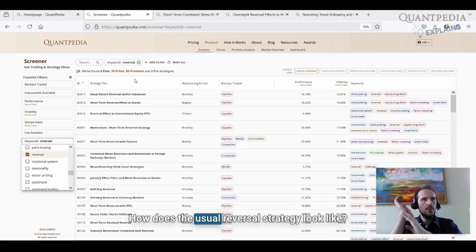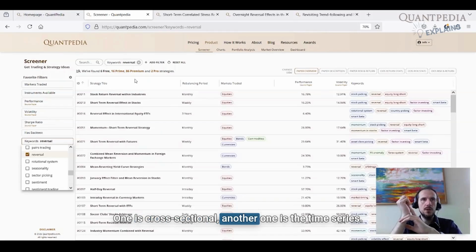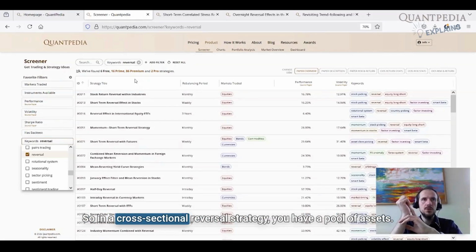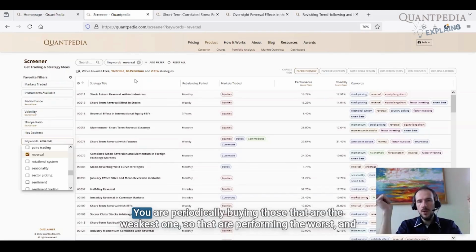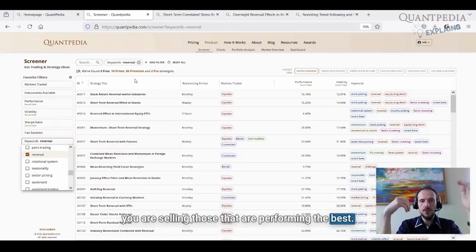How does the usual reversal strategy look like? We have two types of reversal strategies. One is cross-sectional, another one is time series. In a cross-sectional reversal strategy, you have a pool of assets, 20 or 40 assets. You are periodically buying those that are the weakest, so that are performing the worst, and you are selling those that are performing the best. So this is the cross-sectional.